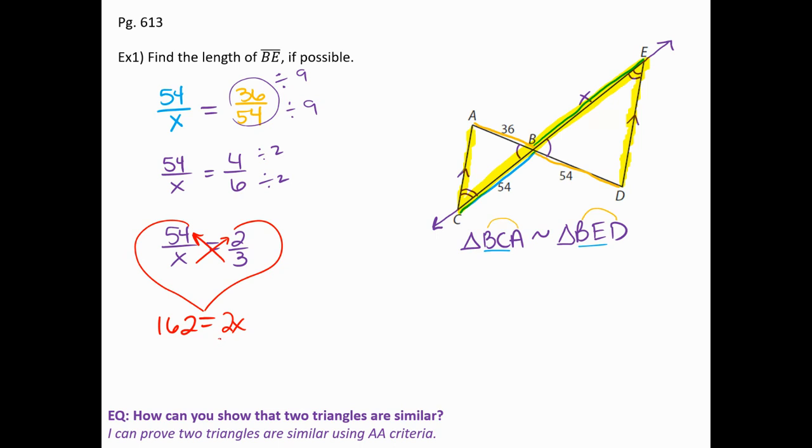Then I would divide both sides by 2. And I get X equals 81. And double check that I answered the question. My X represented my BE. So yes, I did answer the question. If I wanted to make it super clear, I could say BE equals 81. And we don't have any units here, so I would leave no units. All right, on to the next one.